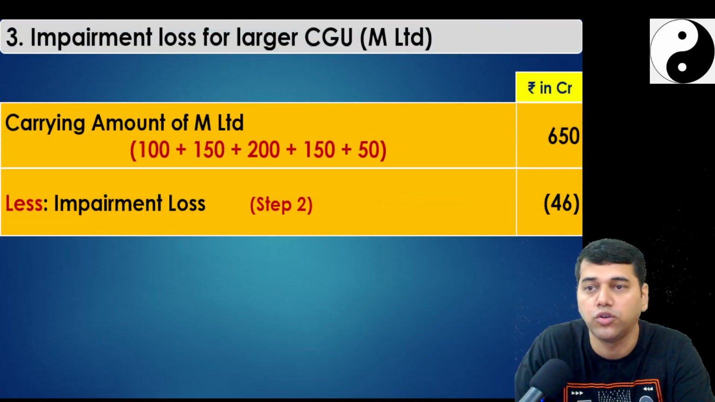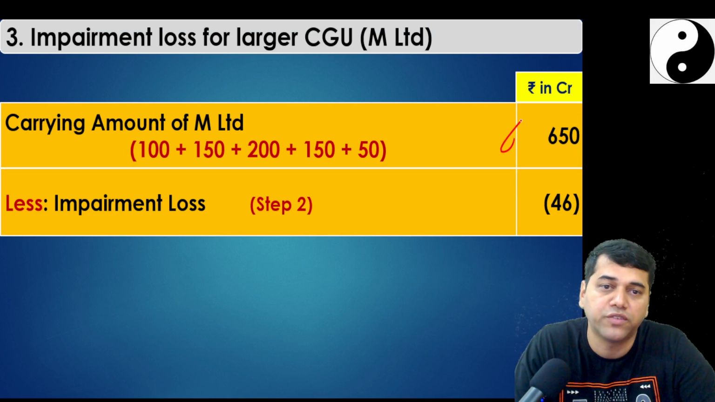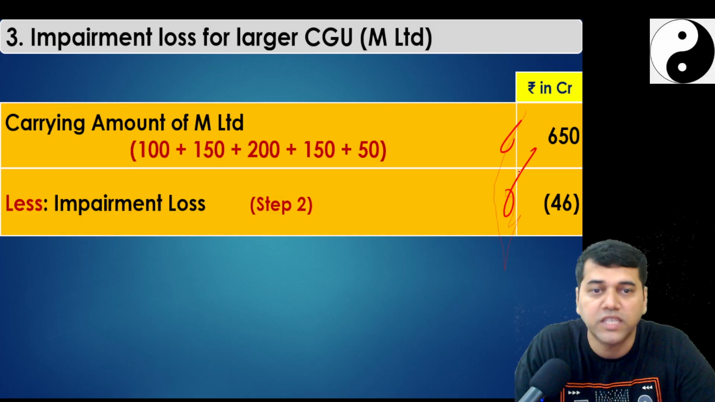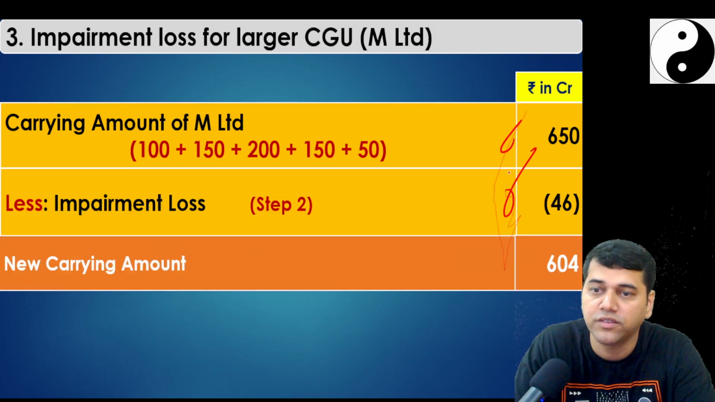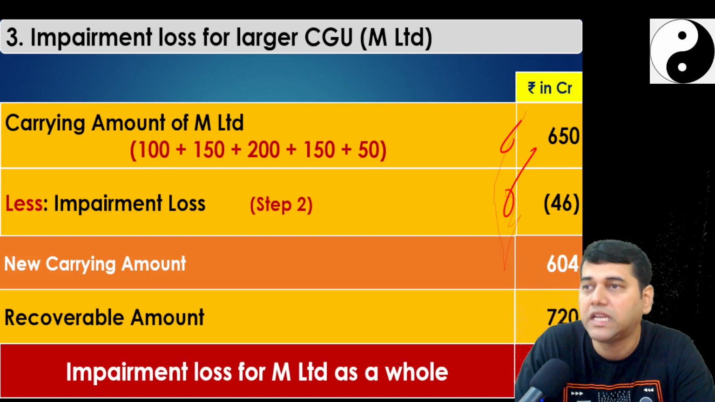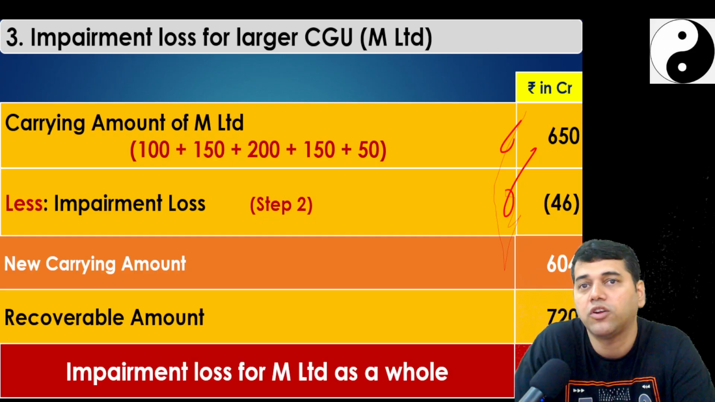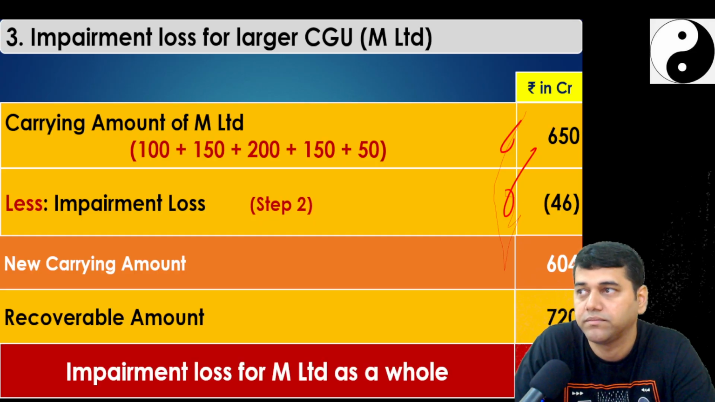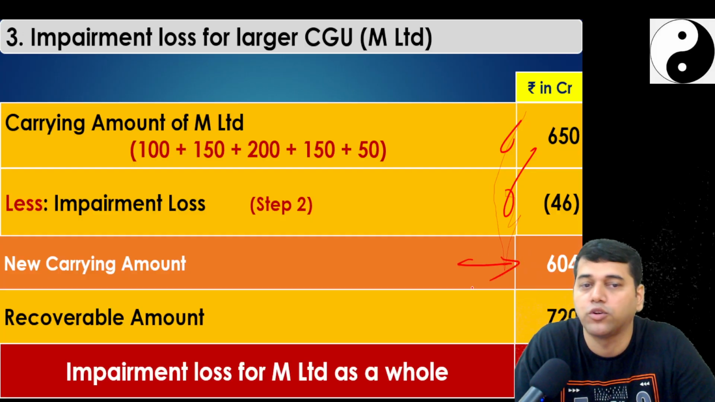The last step is to find out the CGU as a whole. So if you get the carrying amount 650, you have charged impairment at a CGU level 46, 604 is the carrying amount. However, recoverable amount is more. That's why that research center will not be impacted. So you got this number, this is my control number 604.